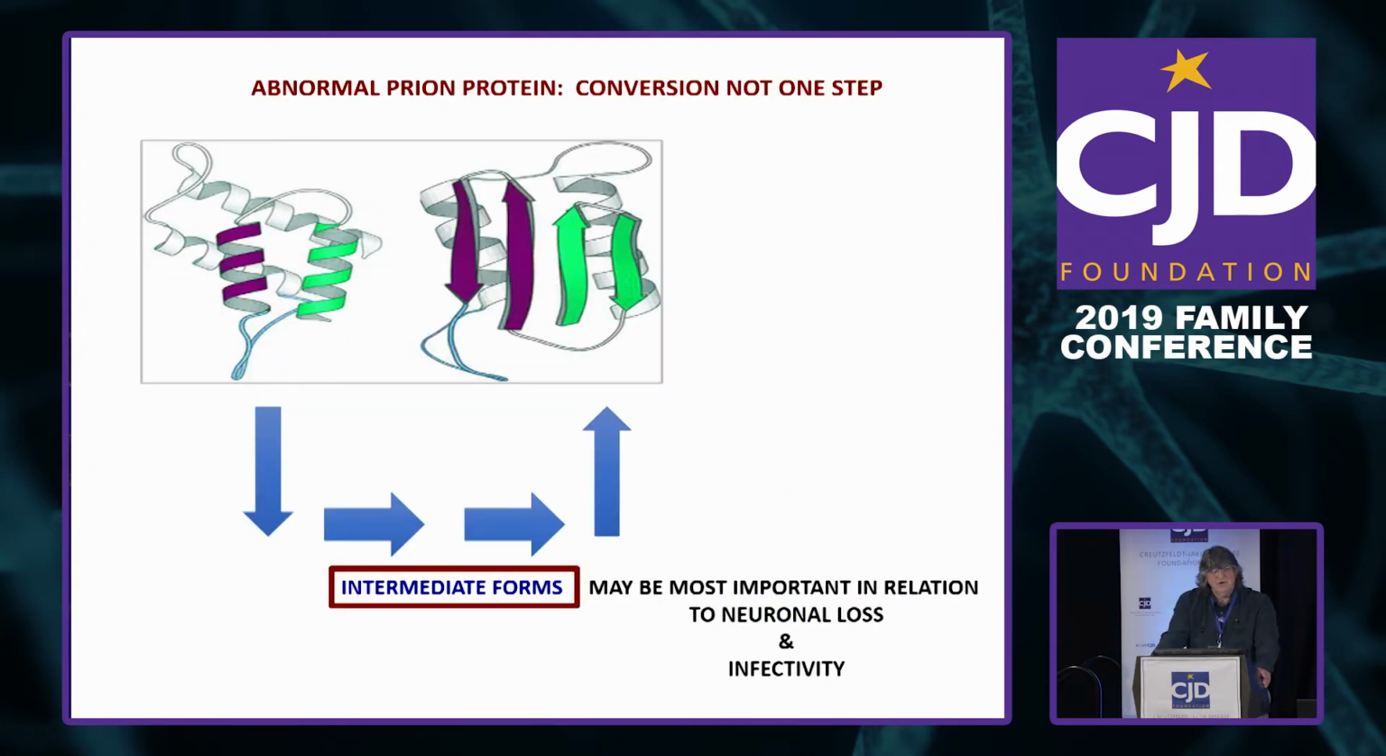And of course, I've sold you a simplified story, and I'm going to sell you now a slightly more complicated but still simplified story. The conversion from the normal form to the abnormal form doesn't go in one step. There are intermediate forms along the way. And indeed, it may be that these intermediate forms are really the most important forms in relation to disease causation and infection, and that the aggregated, deposited protein in tissue is not the key.